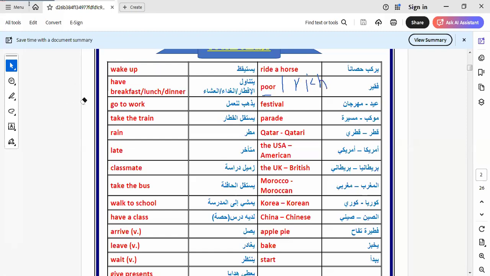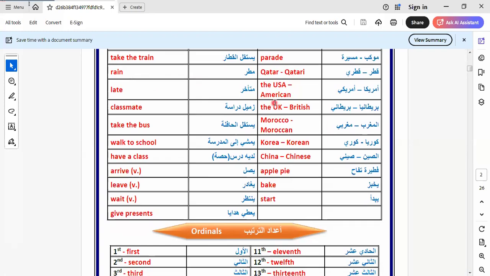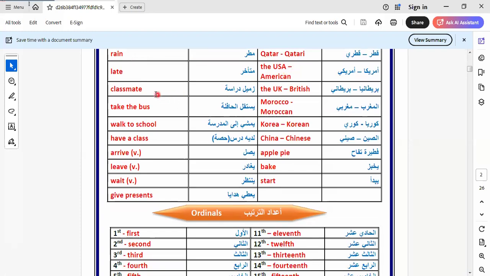Let's continue the rest of the vocab here. Here we have go to work, festival, take the train, parade, rain, Qatar and Qatari. Qatar is the country and Qatari is a nationality. The United States of America, American is a nationality, and the United States of America is the country that this person comes from.